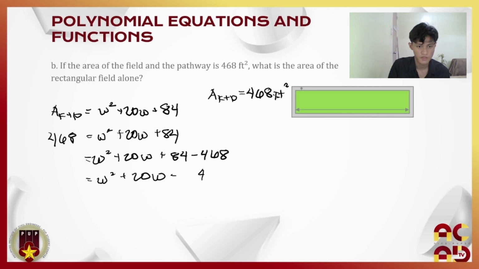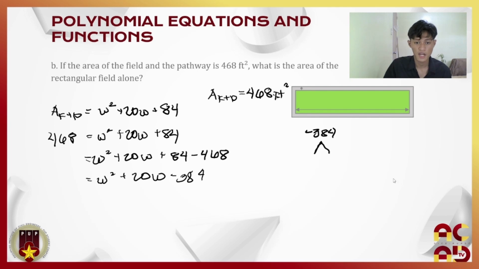384. So meron tayong quadratic function. So in order for us to factor this, gagamit tayo ng AC method. So 384 times 1, yung coefficient ng w squared, we have negative 384. Hanapin natin yung mga factors niya.